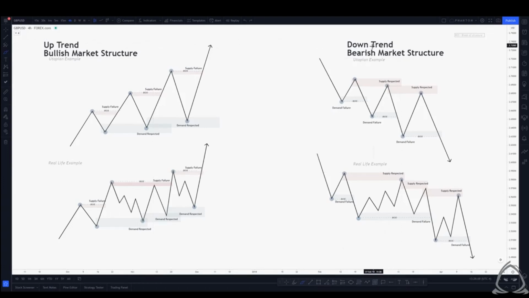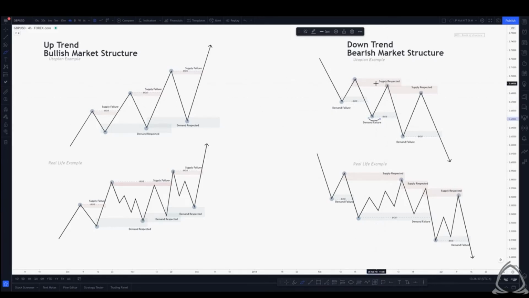And now on the flip side, we'll discuss the downtrend or bearish market structure. And what we can see when we're looking at the bearish market structure is that price creates a lower low. Price then retraces, creating a lower high. The process that creates the lower low creates a demand zone. And when price moves to the downside, breaking the previous lower low, which causes demand to fail, it creates a new supply zone.